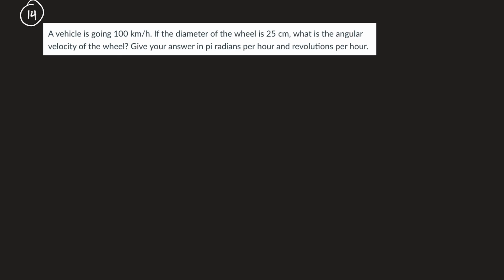Okay, here are 3 questions involving trig. The first question says a vehicle is going 100 kilometers an hour. The radius of the wheel is 12.5 centimeters. What is the angular velocity of the wheel?